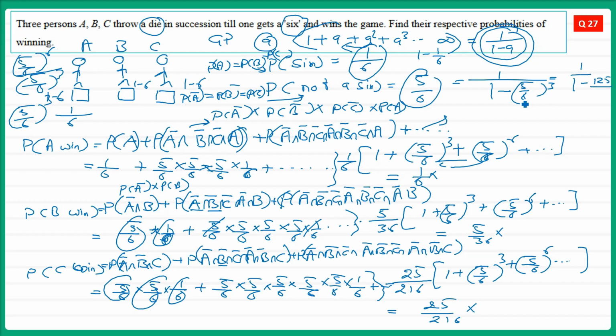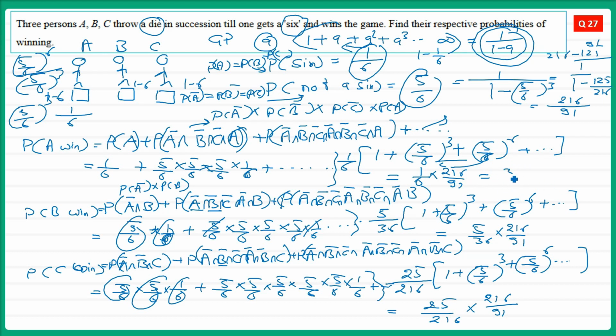So I'm writing it here just to let you know. I know that this is quite easy for you, but 216 minus 125 gives you 91. So now multiply 1 by 6 with 216 divided by 91. Multiply 5 by 36 by 216 divided by 91. Multiply 25 by 216 by 216 divided by 91. So these are the probabilities of A winning, B winning and C winning respectively.